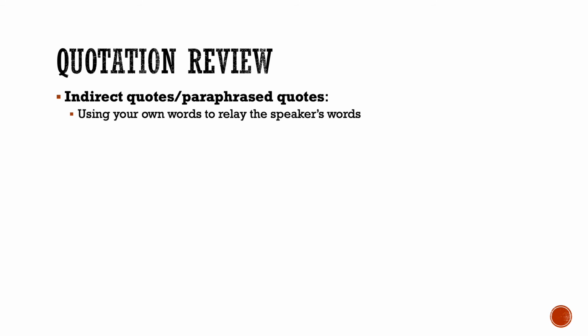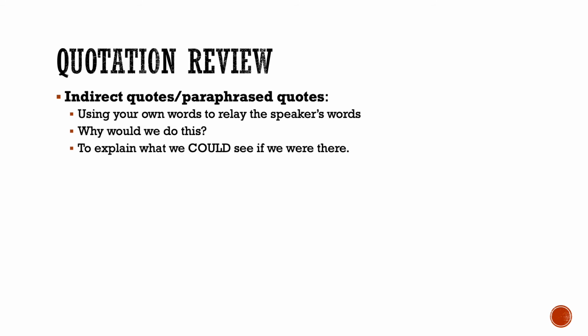Let's go through some quotation review really quickly because we did it in the previous module, but I want to make sure that you don't forget, right? So indirect quotes are the same as paraphrase, and that's when you use your own words to relay the speaker's words. And we do this because we explain what we could see if we were there. This would be information that is not anything new maybe, or that we can get from different sources, maybe an observation, something like that. Most of your story is paraphrased because you can provide context, you can add information.